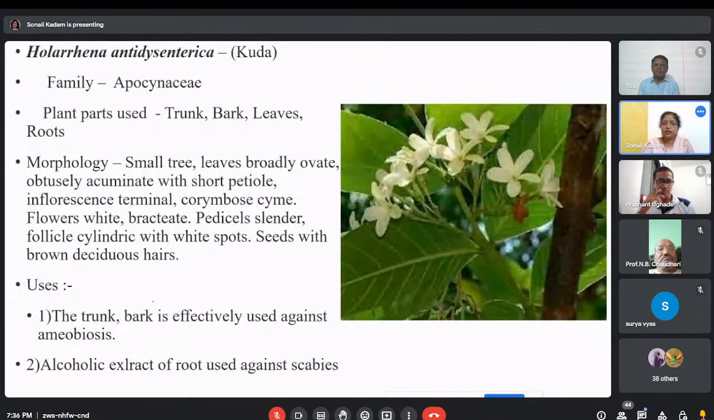Then the kuda. You see the beautiful white flowers, kuda. The trunk and the bark are used for amoebiasis. Again, a stomach disorder, but this disorder is very different from the other type. Amoebiasis means in our stomach we have a type of flora, we can say. We have some microorganisms, but sometimes those microorganisms may grow in more amount or in much less amount. So that is the amoebas, and on that this is effective. An alcoholic extract of the root is used on scabies. That is a skin disease again.